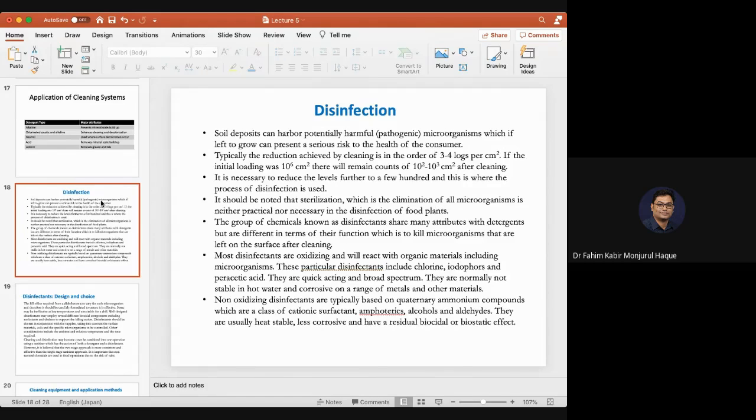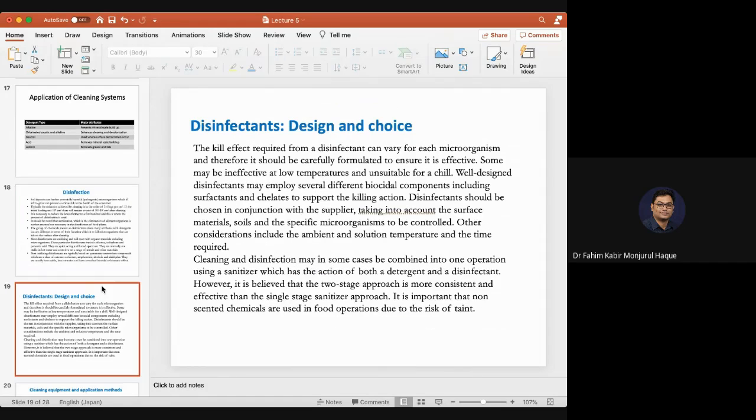So that's the goal of disinfection. As I said, there are different disinfectant cleaners which are used, but the disinfection procedure always follows the cleaning. You cannot use disinfectants until you have done the cleaning. First the cleaning, then the disinfectants.